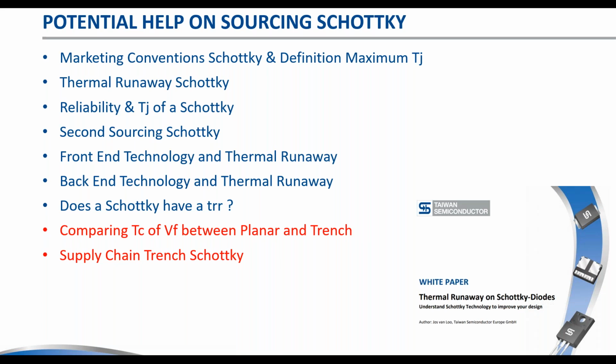So, front-end technology and thermal runaway, definitely. If thermal runaway is an issue for you, then you want to use trench Schottkys. Back-end technology can also keep the TJ a little bit lower and help on thermal runaway. But the main thing is on the front-end technology: you want to use trench Schottky if thermal runaway is an issue, or if you're close to the thermal runaway point.